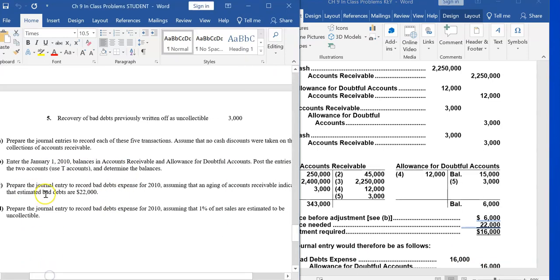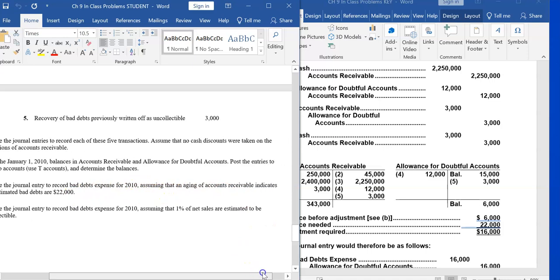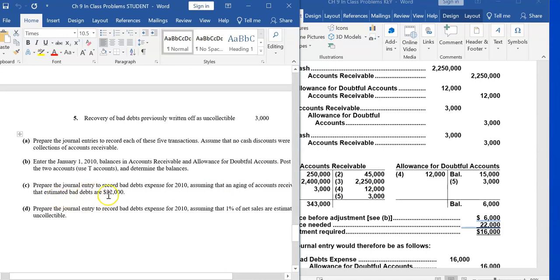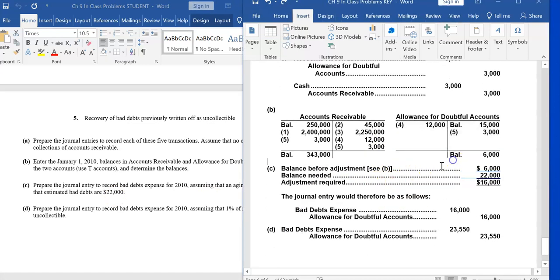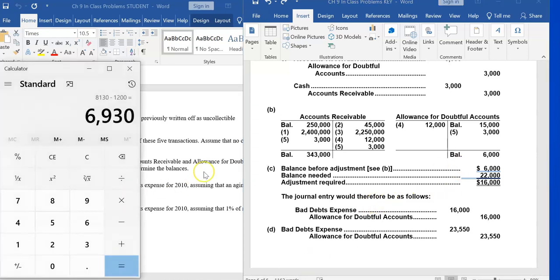Now we are to prepare the journal entry to record bad debt expense for 2010, assuming that an aging of accounts receivable indicates estimated bad debts are $22,000. So they have already gone in and done step one for us. They took the amount of the receivables in the aging, multiplied it by each aging group's uncollectible percentage, and they calculated the needed balance in the allowance account to be $22,000. So we need a balance of $22,000 in the allowance for uncollectible accounts.